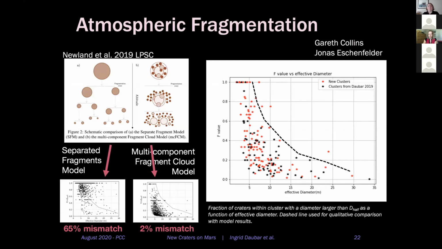So these data are also being used to look at atmospheric fragmentation processes. There was an LPSC abstract last year by Newland et al. that looked at several different types of fragmentation models, did some Monte Carlo modeling to predict what that would look like in terms of some statistics of the clusters that we've looked at. And the results here strongly support this multi-component fragment cloud model versus kind of more traditional successive fragmentation models. So as we measure more, that's actually been still bearing out to be true. The new ones are in red here.